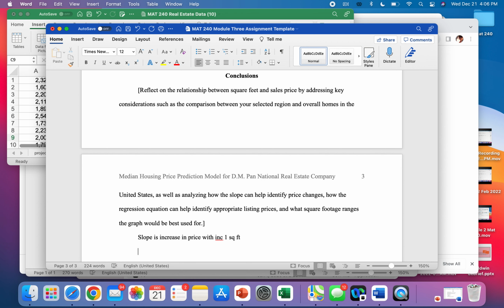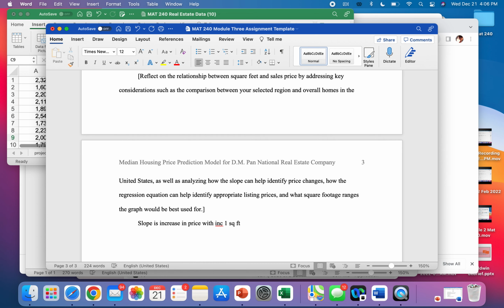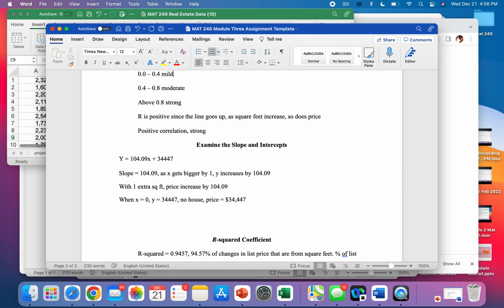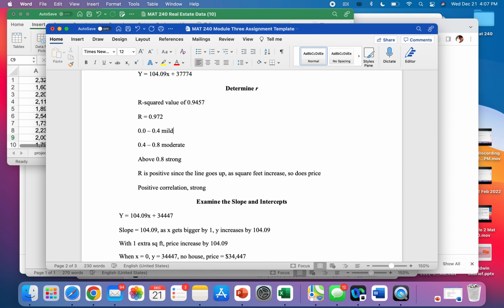And what square foot ranges would the graph be best for? So you want to look at your Excel and find your lowest and highest. You want to delete all those brackets and parentheses again, and that should be the end. So summarize everything that was done in this.